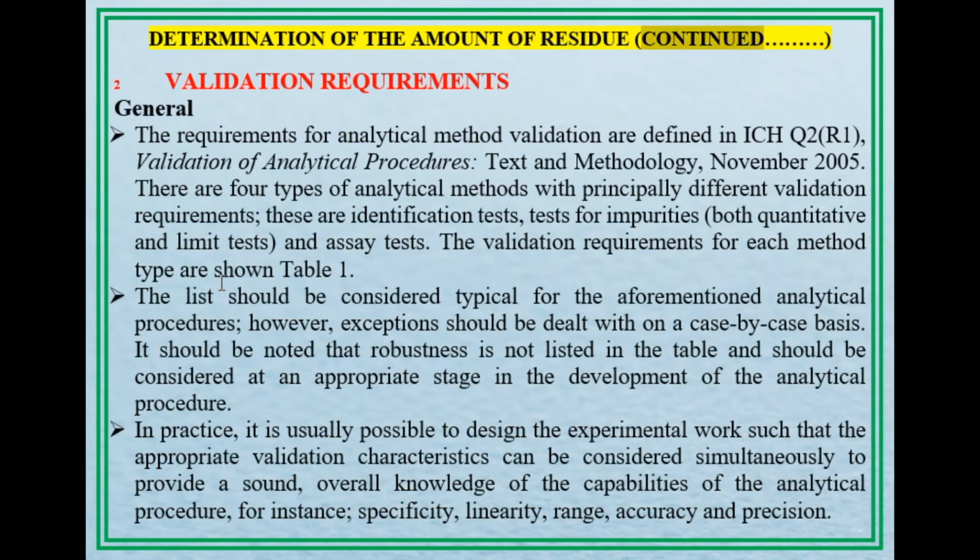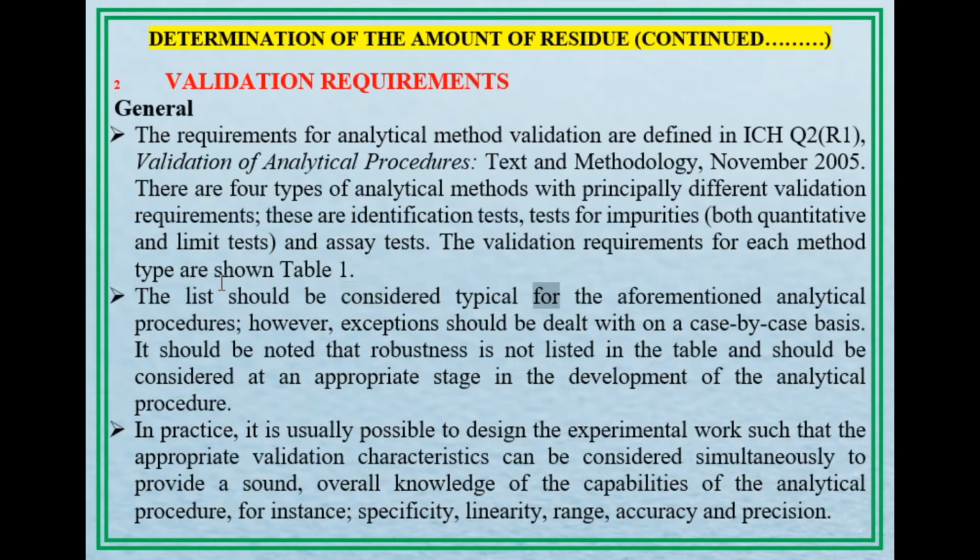Determination of the amount of residue, continued. Validation requirements. General. The requirements for analytical method validation are defined in ICH Q2(R1), Validation of Analytical Procedures, Text and Methodology, November 2005. There are 4 types of analytical methods with principally different validation requirements. These are identification tests, tests for impurities, both quantitative and limit tests, and assay tests. The validation requirements for each method type are shown in Table 1.